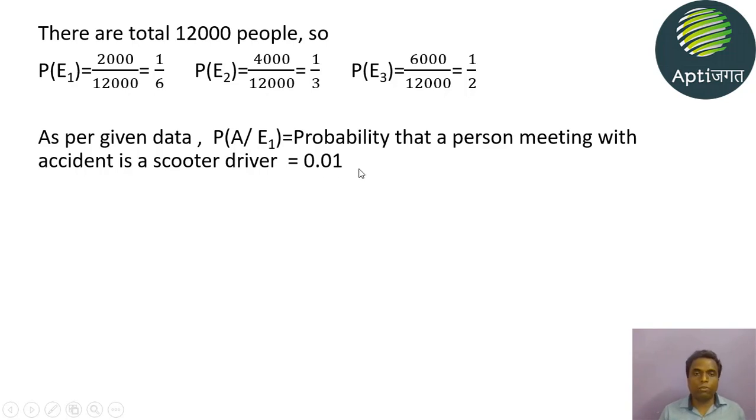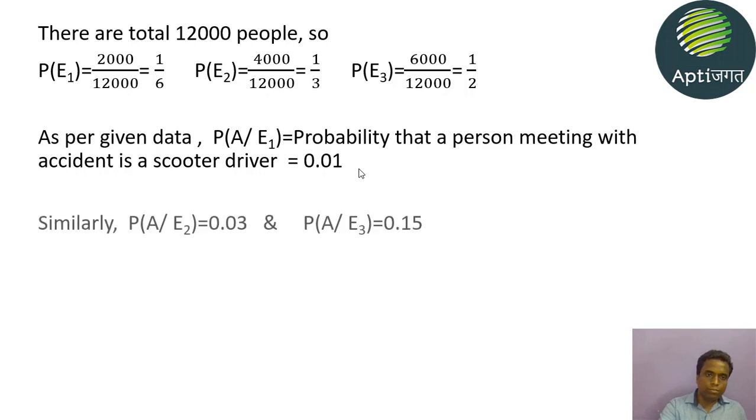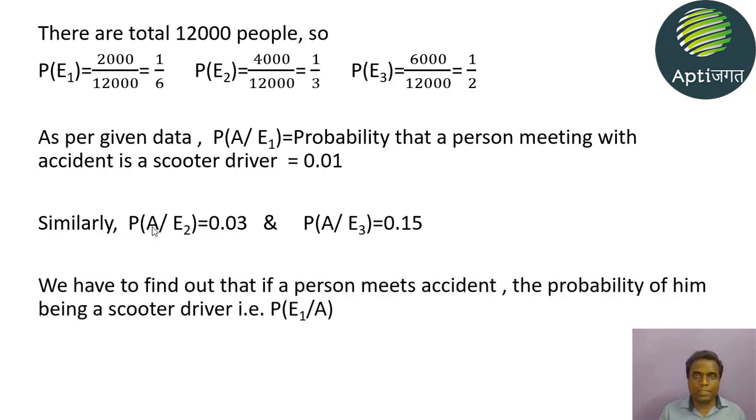Now we have to find that the person is a scooter driver. So what we have to find is E1 slash A. Similarly, for the event A slash E2 it is given as 0.03, and for A slash E3 it is given as 0.15. Now we have to find the probability that the person is a scooter driver, P(E1 slash A). That is our main target.